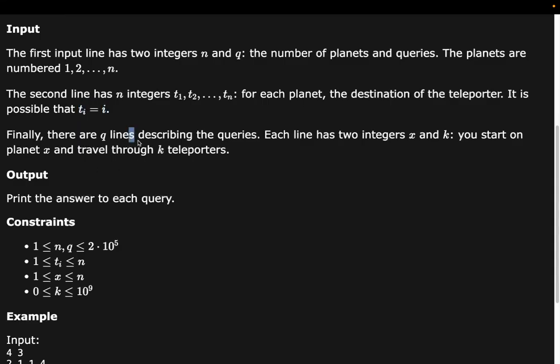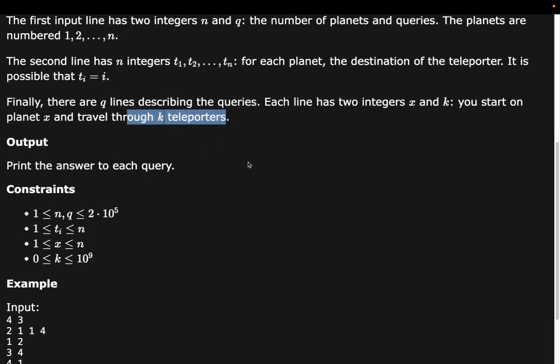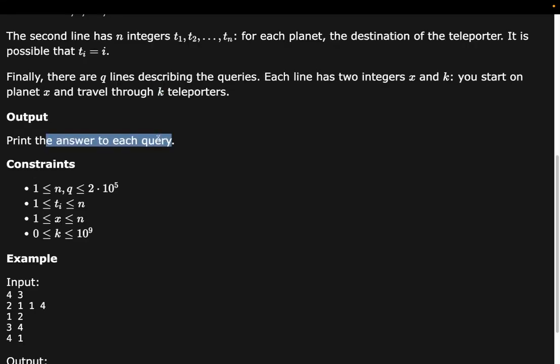Finally, there are q lines describing the queries, and each line has two integers x and k. You start on planet X and travel through k teleporters. So you have to output what will be your final planet. So you need to print the answer to every query.